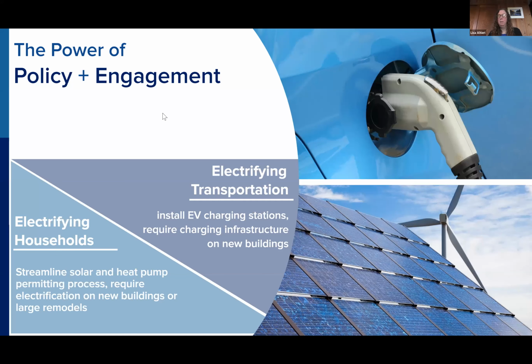I want to talk a little bit about the power of a combination of policy and engagement. When we look at how to reach those household emissions to reduce them in order to meet climate goals, there are a lot of policy options available, but they don't always get us 100% of the way. For example, if we're looking at electrifying transportation, the city can install EV charging stations and require charging infrastructure on new buildings or multifamily, but it can't really go as far as mandating that residents buy electric cars. However, it looks like we have a new initiative statewide that's really going to help with that.